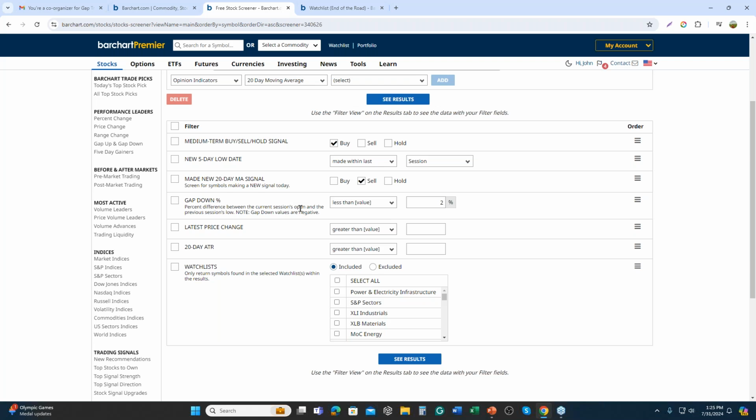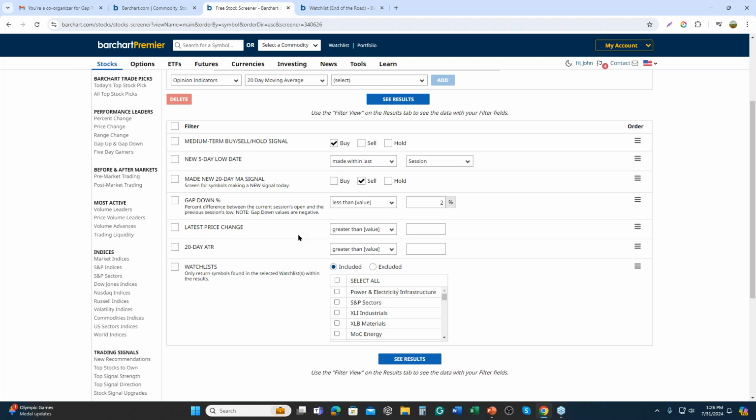So we want a 2% move less than. In other words, we want a negative 2% move, right? Downward. So gap down of 2% less than value. And then our last price change. So what we're doing here is we're going to use the last price change as a comparison, but also kind of want to know where current price is. Maybe I might also be looking at the opening price. And then finally, I have my 20-day ATR.